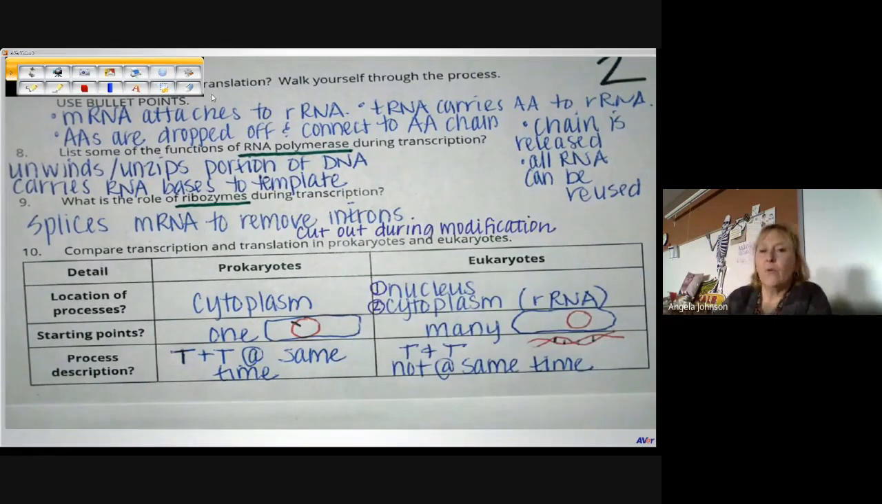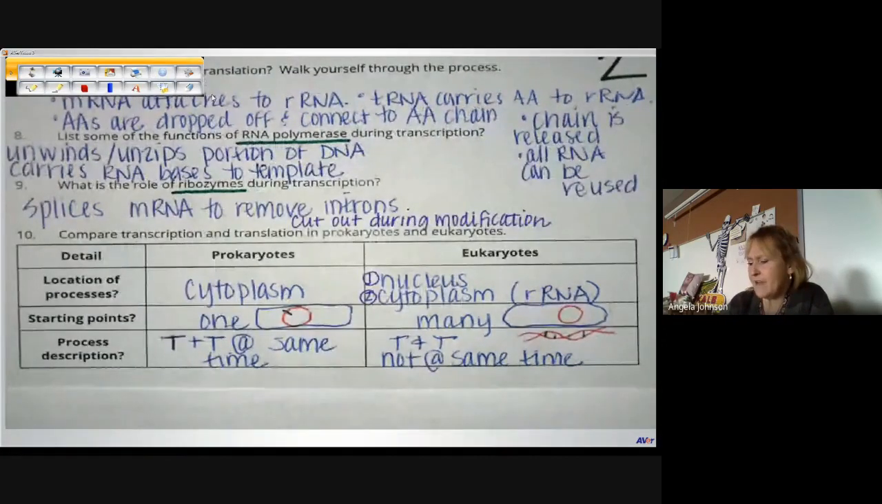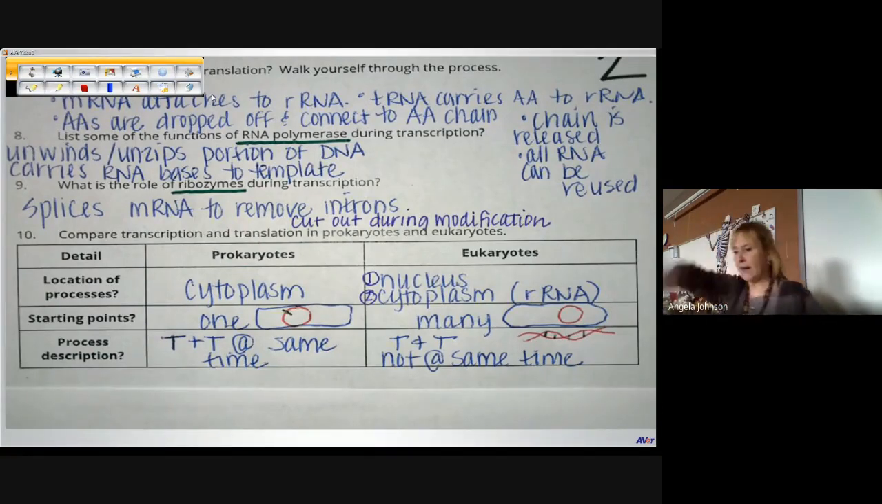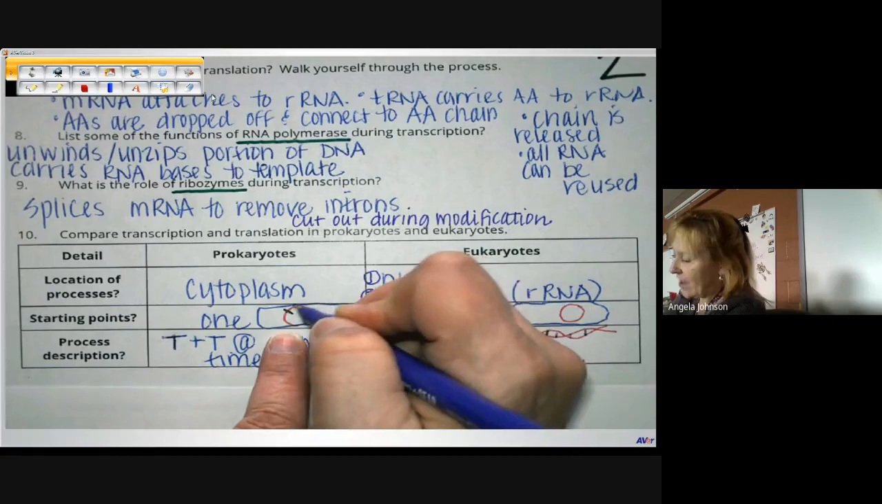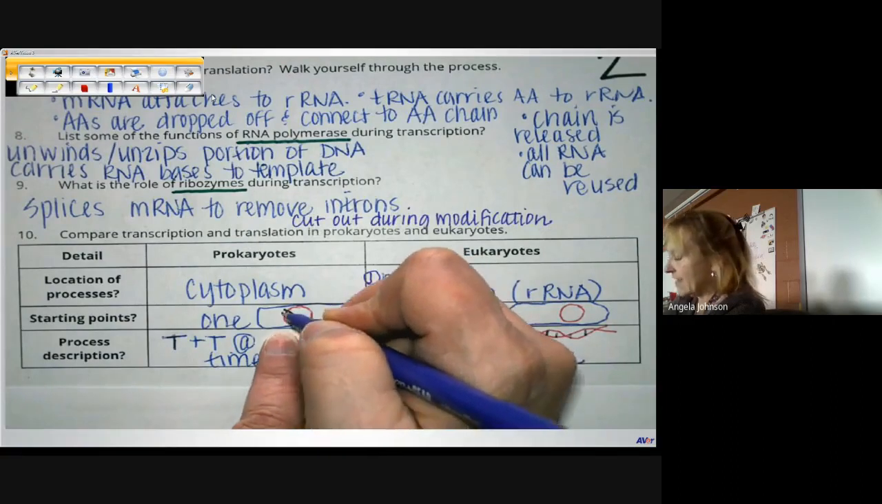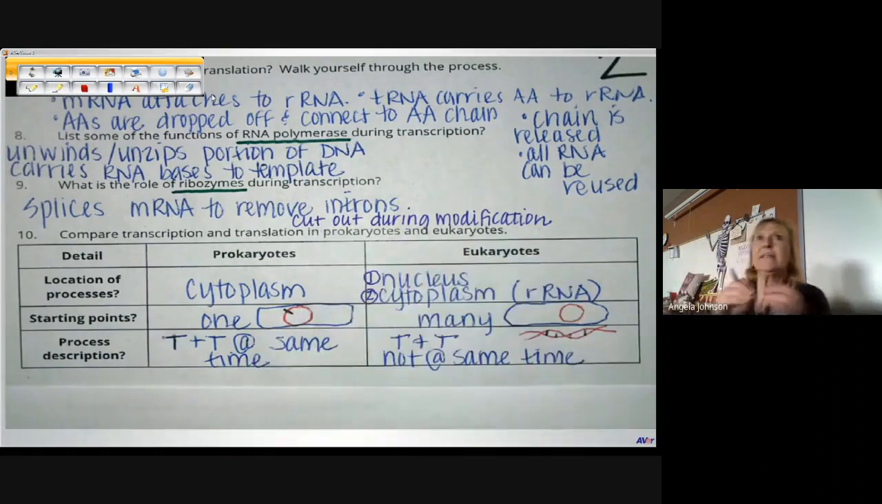Remember, there's also rRNA on rough ER. I don't specifically ask you about that, but rough ER is rough because it's covered with ribosomes. So protein can also be made there. Starting points. With prokaryotes, they have a ring of DNA. They have one starting point, and then it goes around and ends. So if it makes a copy, it has to make a copy of all of its genetic material.